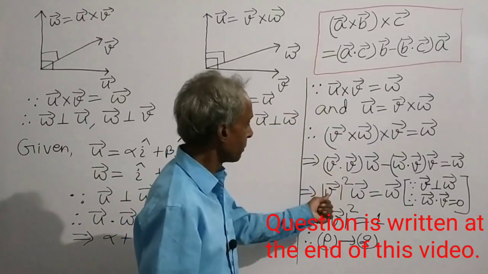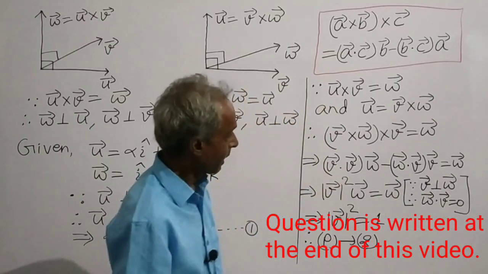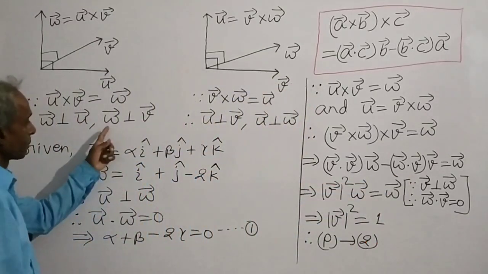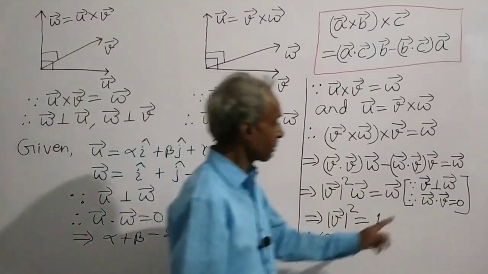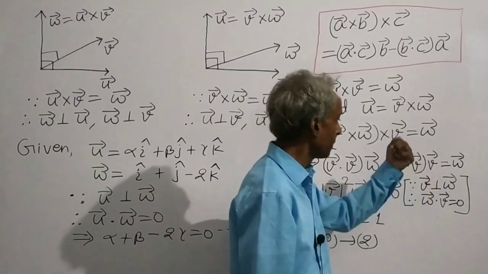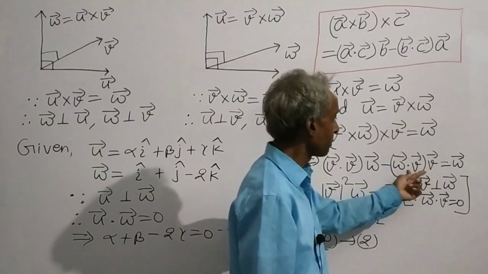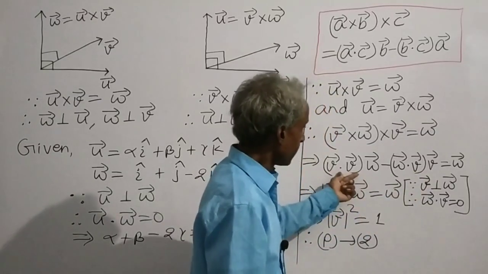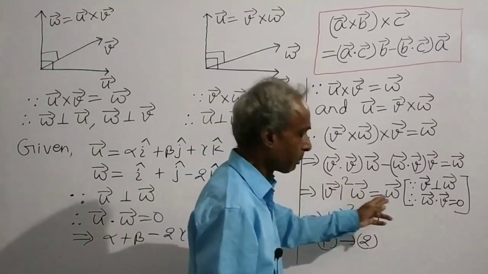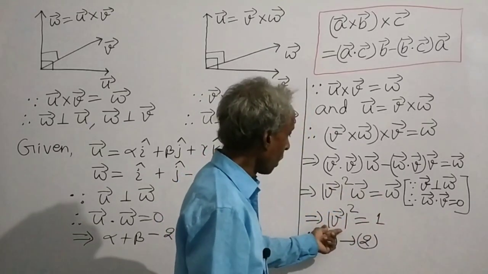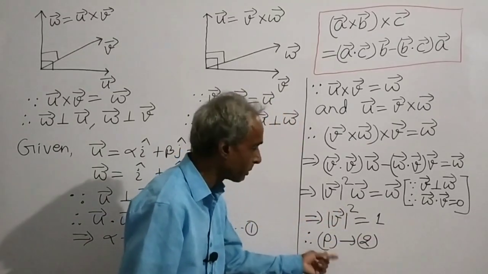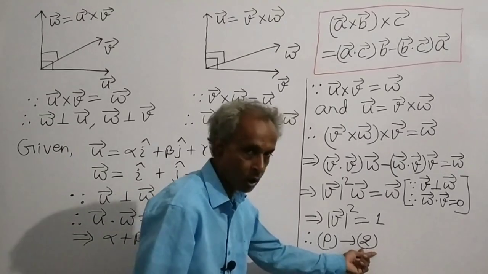V dot V will be mod of V square, and W is perpendicular to V. Therefore, W dot V will be equal to 0, and 0 times vector V will be 0. Therefore, this part will be 0. This is equal to vector W. Cancelling vector W from both sides, we get mod of vector V square is equal to 1. Therefore, entry P should be matched with entry 2 of list 2.